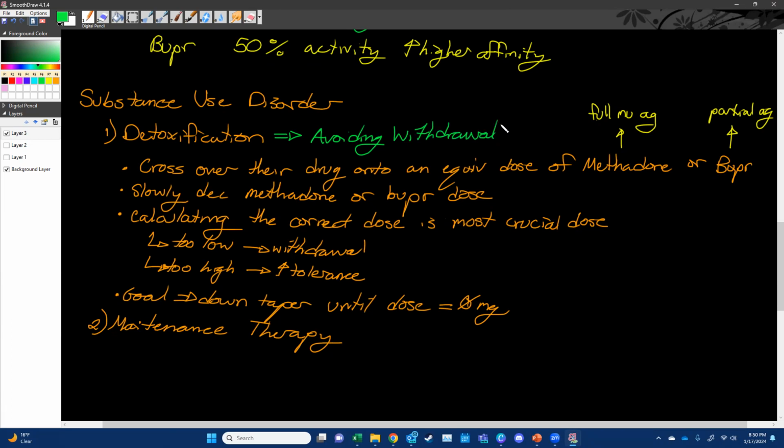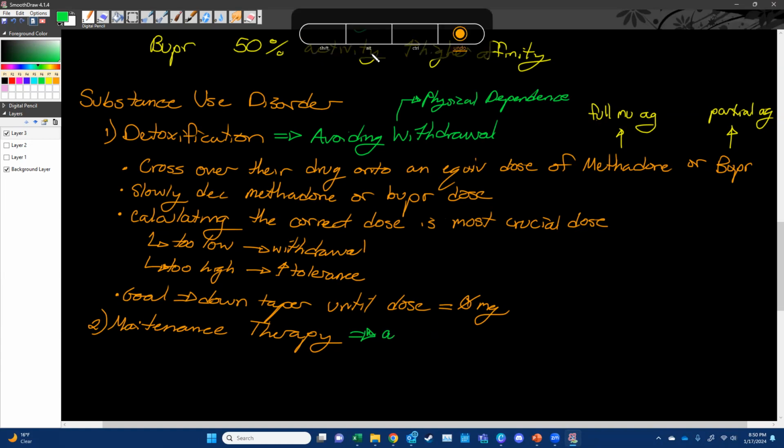This deals with the physical dependence of opiates, right? Physical dependence is that someone continues to use a substance because if they stop, they end up getting sick. Maintenance therapy is allowing, creating, what's the best way of saying this?